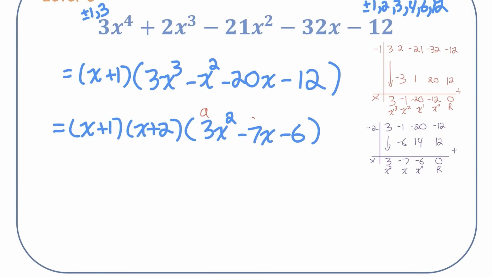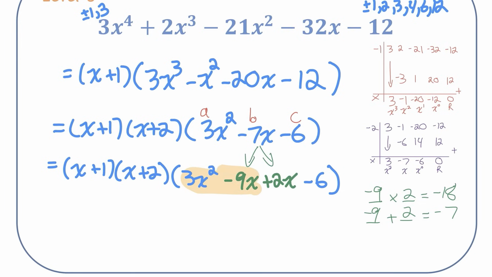The a value is not 1, so I'll need to find numbers that have a product of a times c, a product of negative 18, and a sum of the b value, negative 7. The numbers that work are negative 9 and 2. So I have to split this middle term into negative 9x plus 2x. And then I'll factor the quadratic by grouping. First two terms are a group, last two terms are a group.